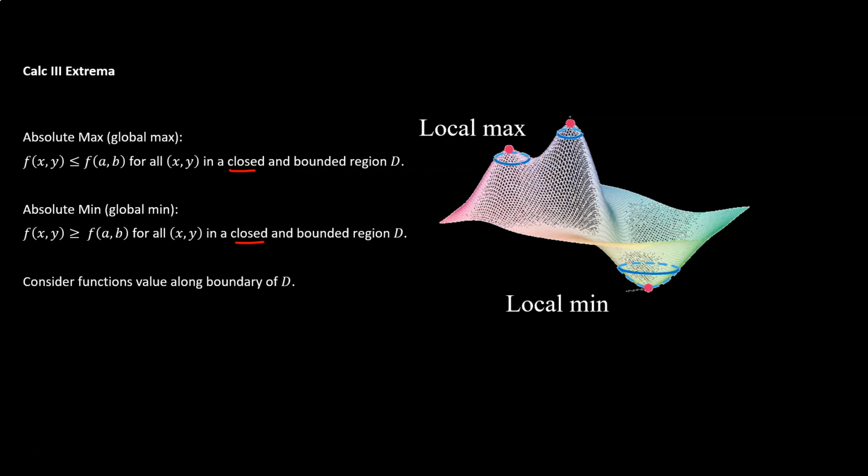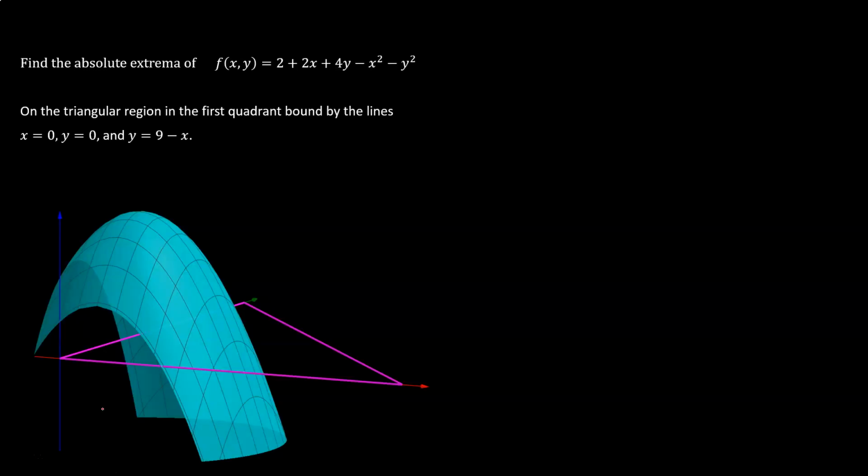have to be able to compare all of the points on the disk to what we're claiming to be the absolute max. So here's an example where we have a function and we want to find the absolute extrema, which means we need to not only find critical points, but we also have to test all along the boundary of our region.